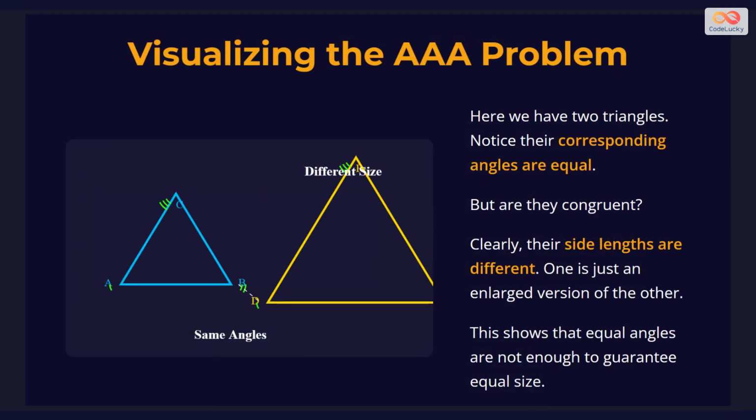Let's look at this visually. Here are two triangles where the corresponding angles are equal, but just by looking, you can tell they aren't congruent. The second triangle is clearly larger than the first. Even though their angles are identical, their side lengths are not. This shows that having equal angles isn't enough information to prove that two triangles are the same size.